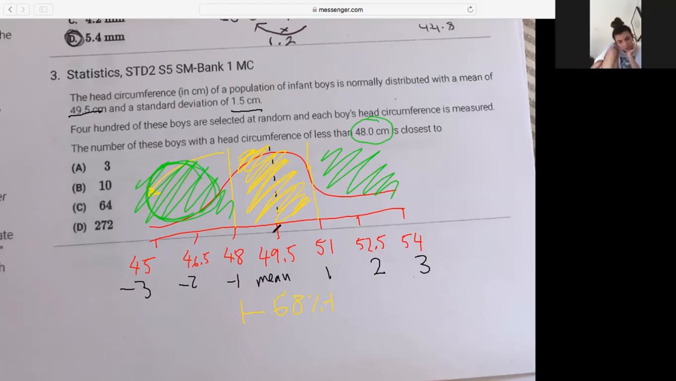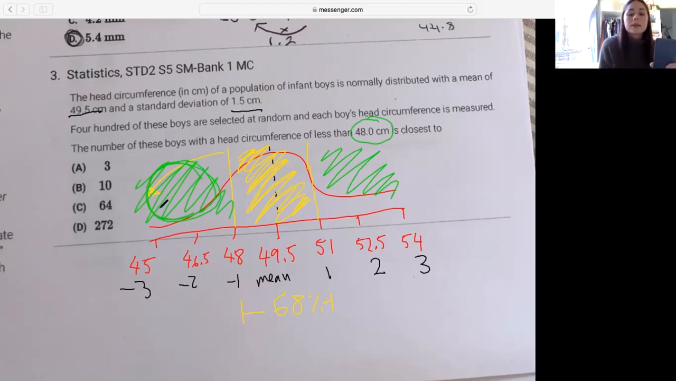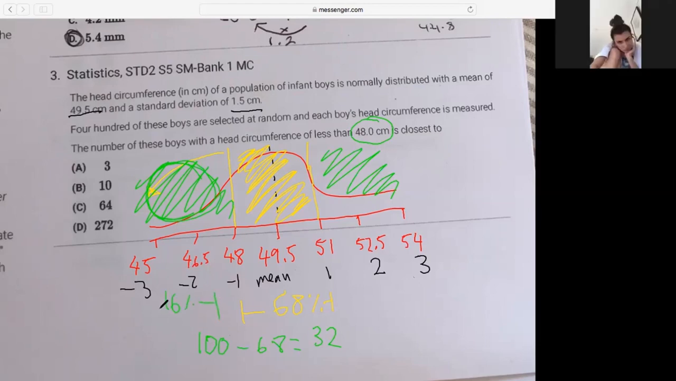And so if there's 68 in the yellow, that means on either side of the green will be half of 32, because 100 minus 68 equals 32, I'm pretty sure. Yeah. And with normal distribution, everything's even. So that means on this side would be 16%. And on this side would be 16% also.